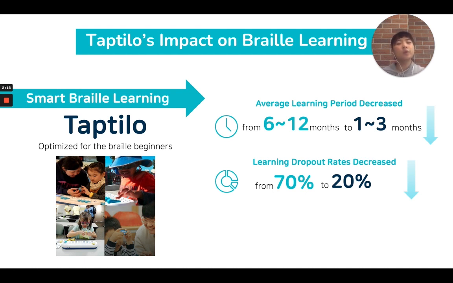So I'm going to introduce Taptilo's impact on Braille learning. First, the average learning period is really decreased. With the traditional method, it takes 6 to 12 months to learn Braille, but with Taptilo, it decreased to 1 to 3 months. And also, the learning dropout rate is decreased. With the traditional method, 70% of students give up Braille learning, but with Taptilo, it decreased to 20%.